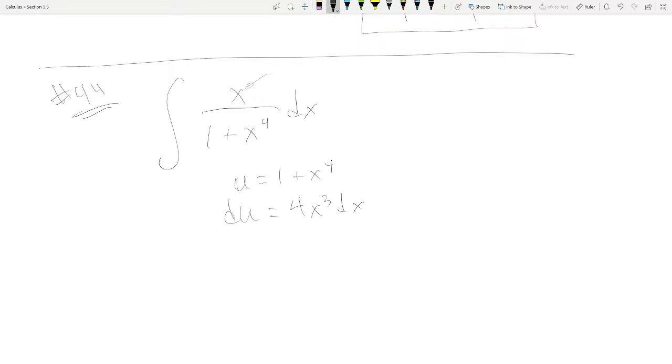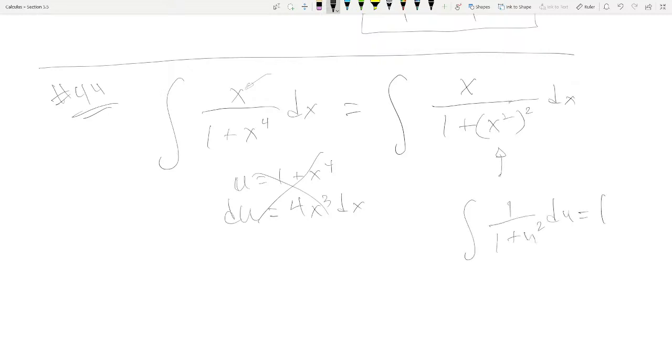But what's going on here is, this didn't work. Let me rewrite it for you. This is the same as x over 1 plus x squared, squared. And looking ahead, if you were to pick x squared to be u, and I was successful at making the substitution, then I would have 1 over 1 plus u squared, and that's one of the ones we know. It's a prerequisite. Okay, so that's the one we know, 1 over 1 plus u squared. This is 1 over 1 plus x squared, squared.